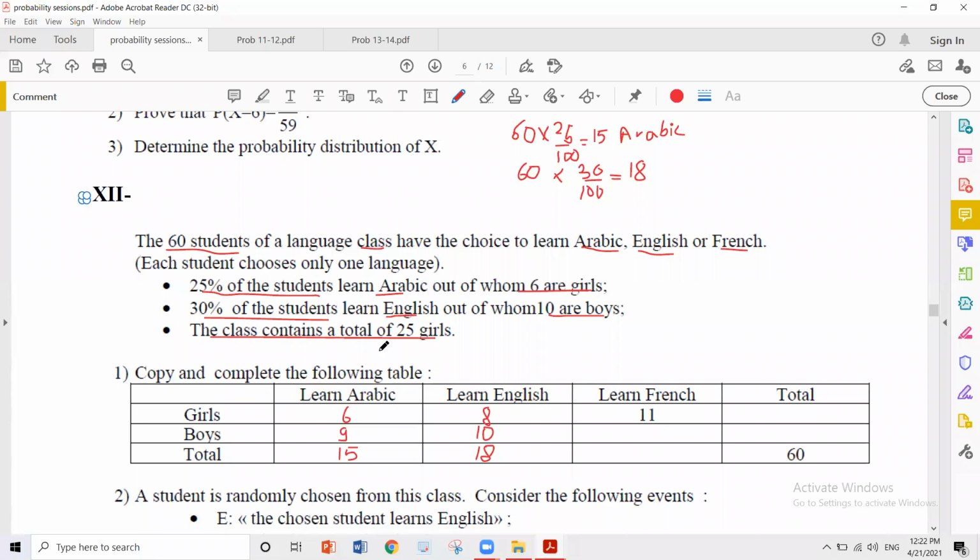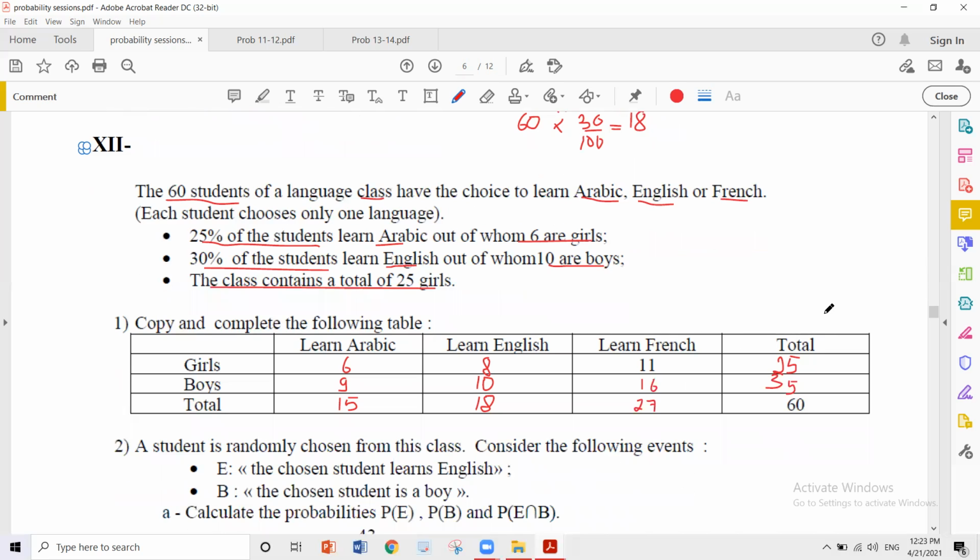French total 27 boys. The class contains a total of 25 girls. Here 25. How many boys remain? 35. Here, how much remains? 15 or 18? 27, 33, 27, 60 remains 16. Any questions about this table? No.